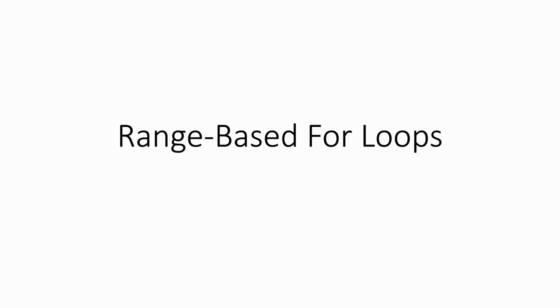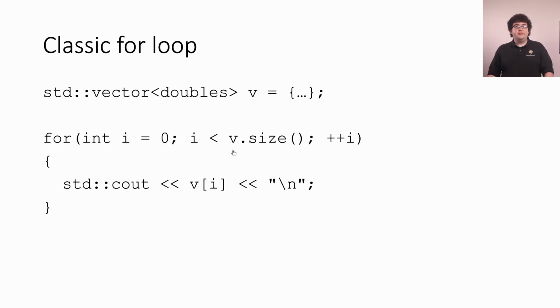As you might imagine, it's very common to write code that needs to iterate over an entire container or range. We can do this with for loops. Let's say we had a vector of doubles called v, and we wanted to print out every element in the vector. Here's what that loop would look like. We start at index 0, and we increment the index for each iteration of our loop. And we stop when the index equals the size of our vector.